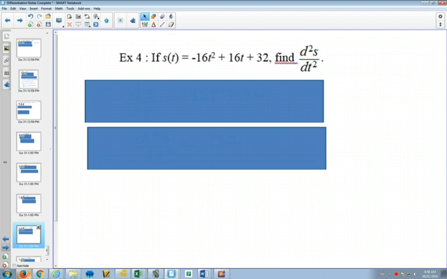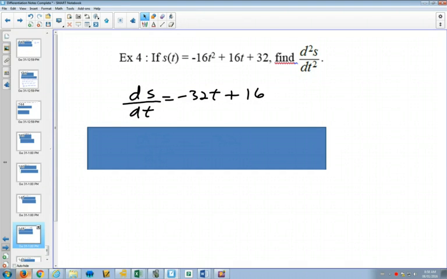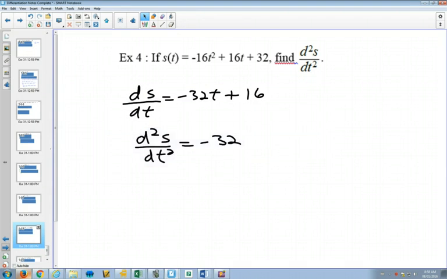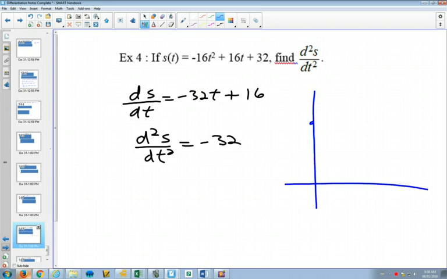First of all, an example 4. The math actually isn't very hard, right? We take our first derivative, negative 32t plus 16, take our second derivative, and we just get negative 32. Now, initially looking at this question, we have a parabola. Some things we know about this parabola is we know that the y-intercept happens at 32. We know that it's a parabola pointing down, like that. So this is an idea of what that graph looks like.